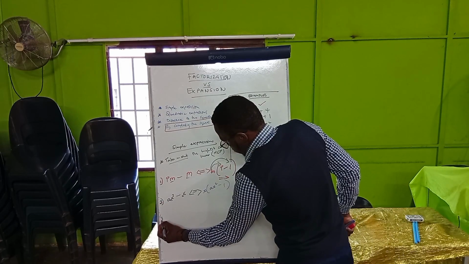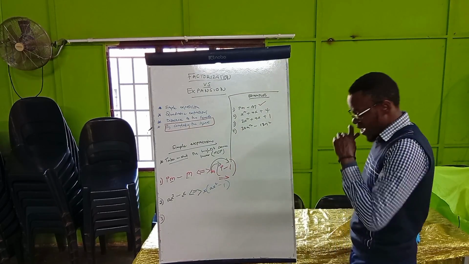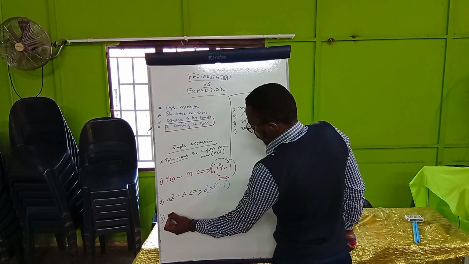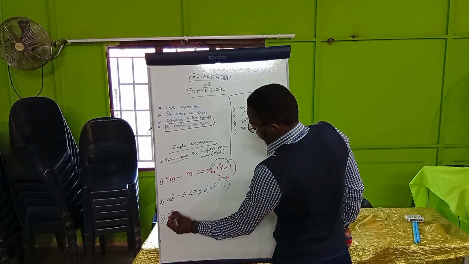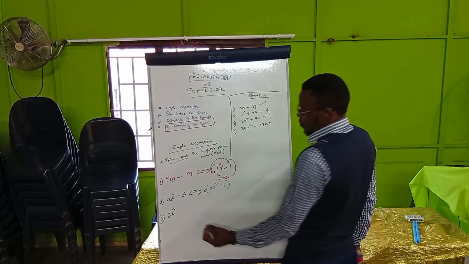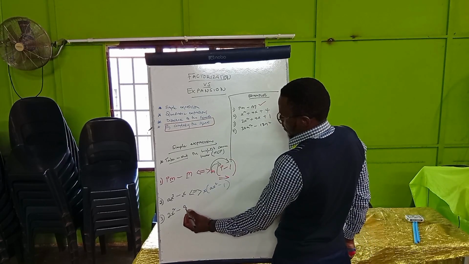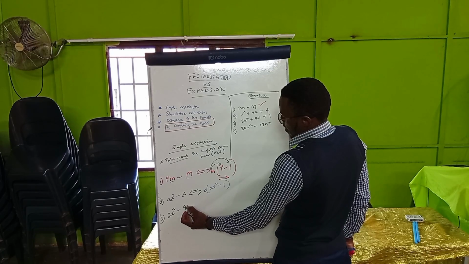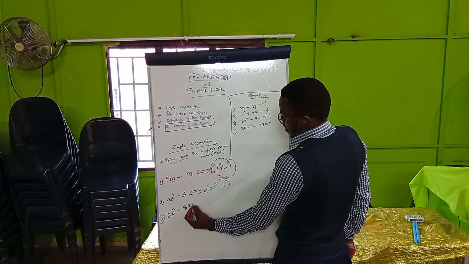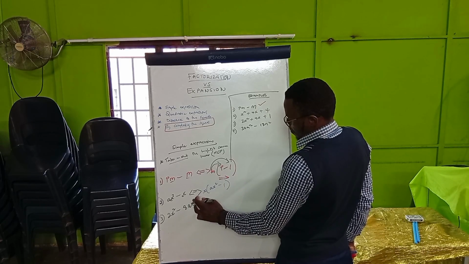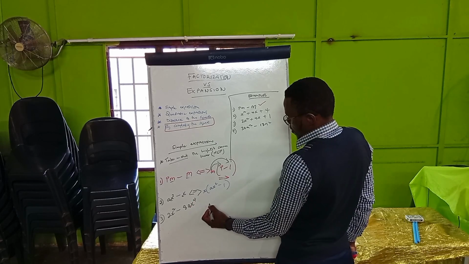Let's move on to a third one. So this was the second. So the third one we can have, I want to include numbers now. So let's say we've got 2x squared minus 8ax to the power 4. Yes, to the power 4.